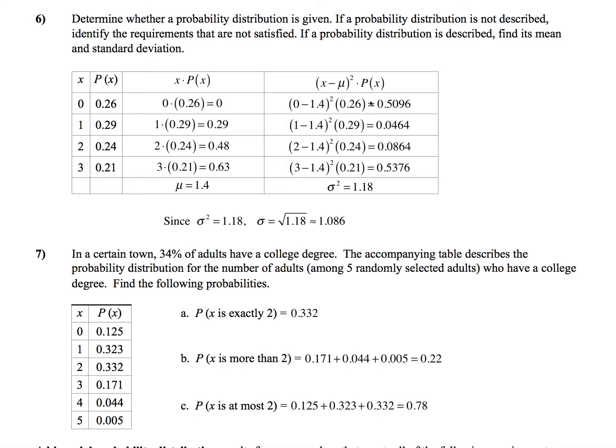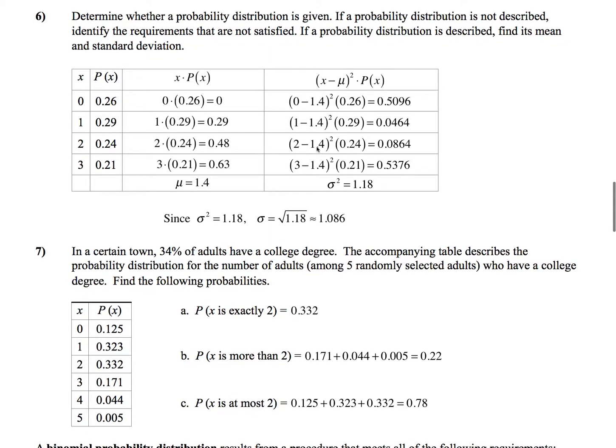Then in this fourth column, we subtract that mean, 1.4, from each of these random variables, and then square that value, and then multiply it by its corresponding probability. So the first calculation is 0 minus 1.4. That quantity is squared. We multiply that times 0.26, and we have a value of 0.5096. In the second row, we subtract 1.4 from 1, square that, multiply that times 0.29, and that value is 0.0464. Continuing on, 2 minus 1.4, that quantity squared, times 0.24 is 0.0864, and then 3 minus 1.4 squared times 0.21 is 0.5376.